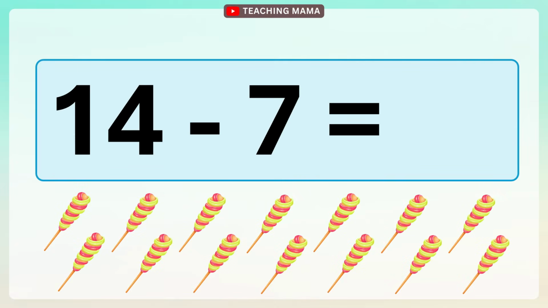14 minus 7 equals. What is the answer? The correct answer is 7.